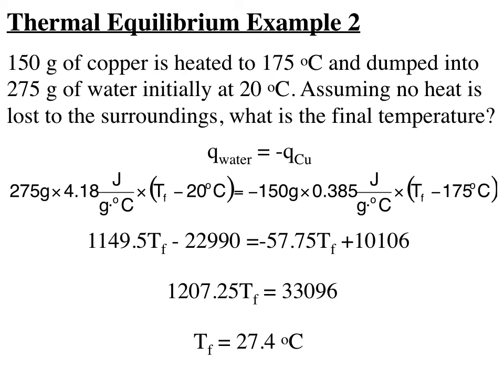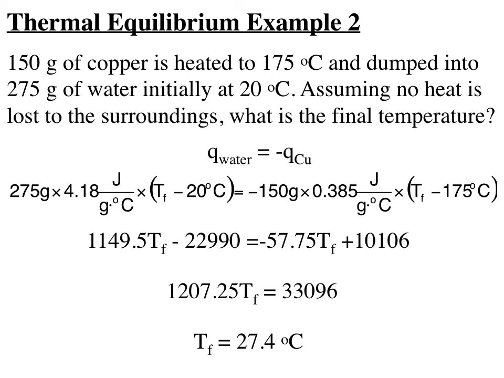So I take the values of the specific heat, mass, and initial temperatures, put them into the expression with an unknown T_F. Again, I multiply on the left 275 times 4.18. Then I distribute that answer into T_F minus 20. Get the equation you see in the middle. And on the right, I take minus 150 times 0.385. Multiply that together, distribute it across T_F minus 175. And I get the values on the right that you see in the middle.